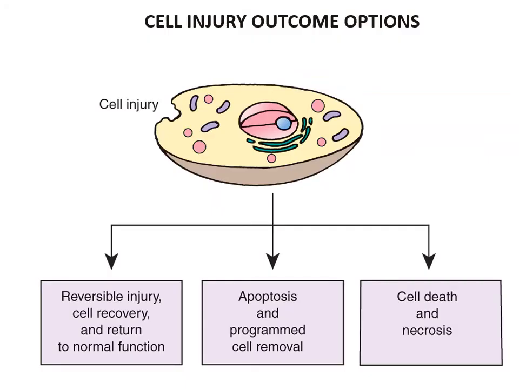Okay, so what are the outcomes of a cellular injury? Whether we're talking about hypoxia from a blocked artery, or direct impact from a car accident, or UV radiation from having fallen asleep outside in the sun, what can happen to a cell? Well, the first one is that it's a reversible injury, and the cell can recover and return to normal function.